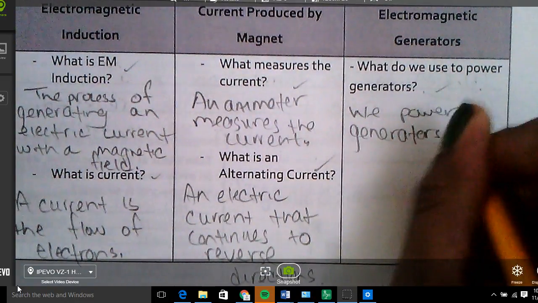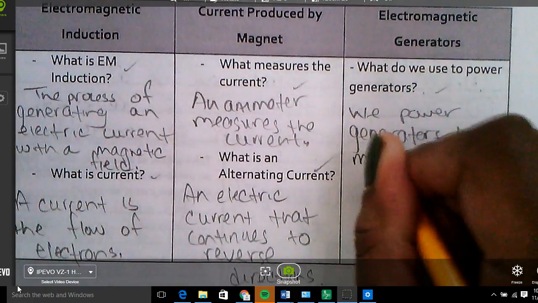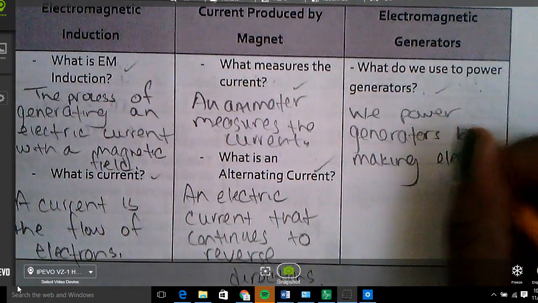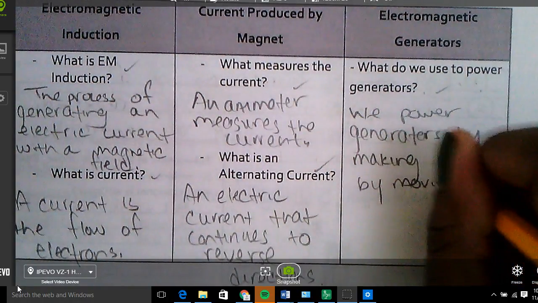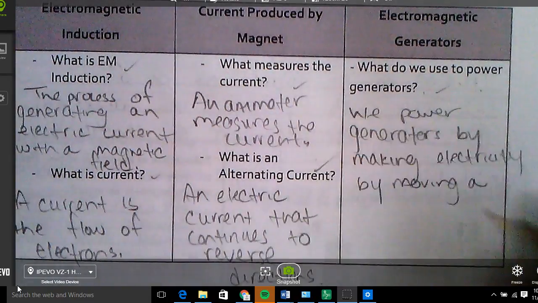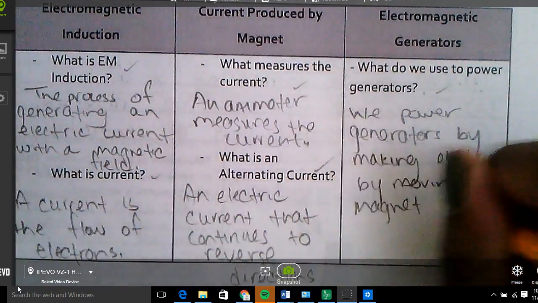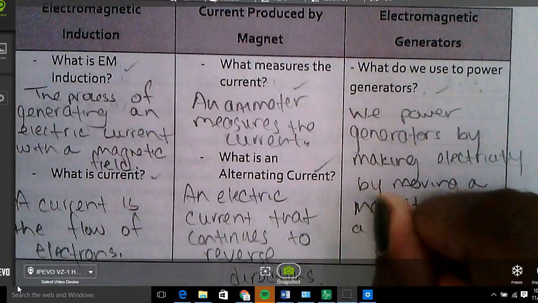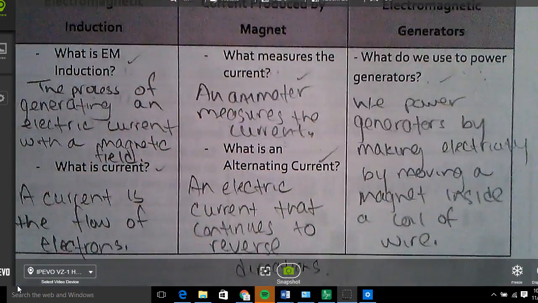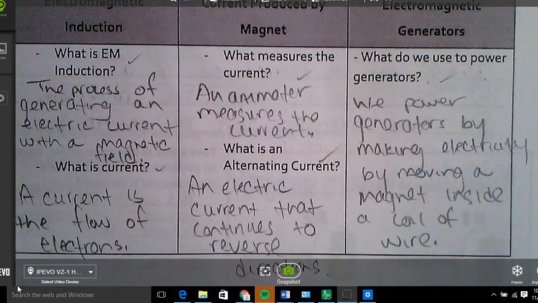Very good. So by making electricity, by moving a magnet inside a coil of wire. So for you looking at John Kira, there are smaller generators that, yes, they run on fossil fuels. However, if this is our coil, the magnet continues to move, and that is what continues to power these electrons and give that generator energy.